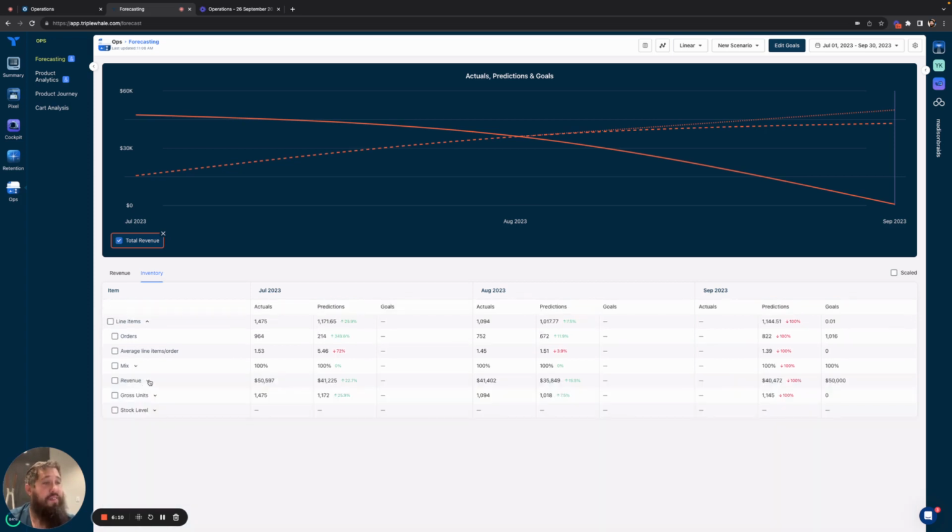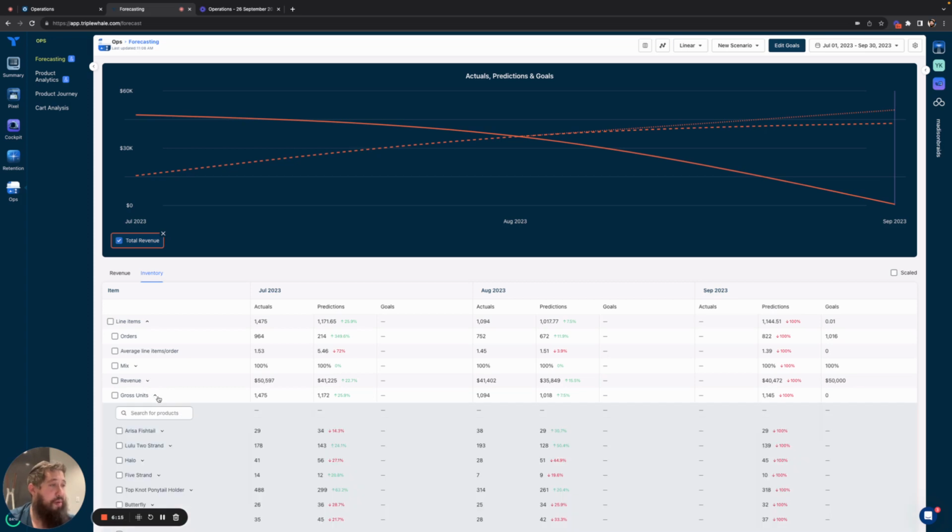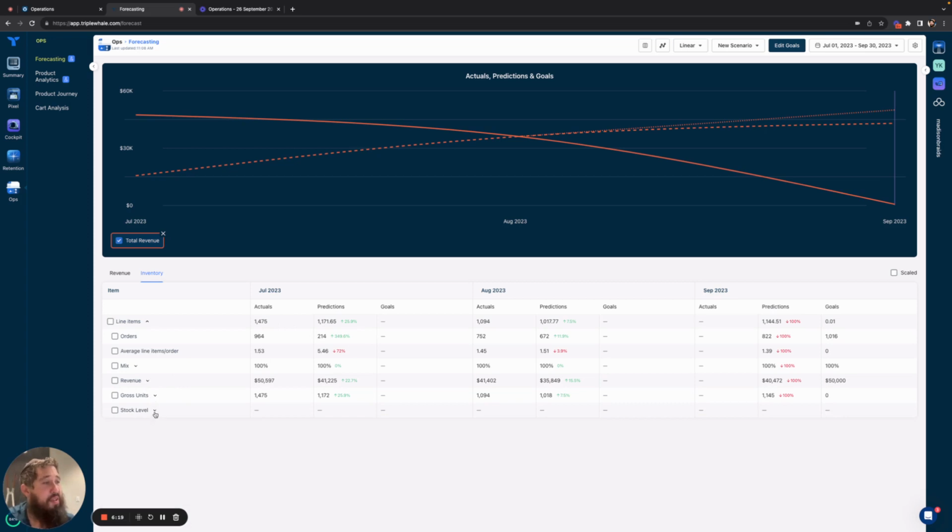Then we have the revenue by product. We have the number of units that are sold by product. And again, you have that for actuals, predictions, and goals. And finally, you have the stock level by product.